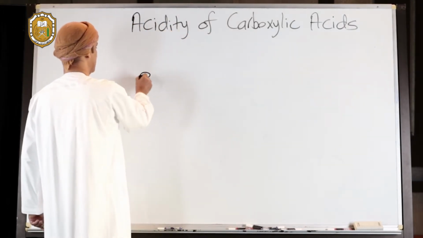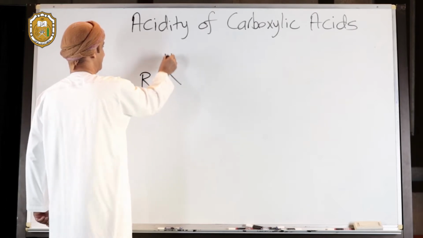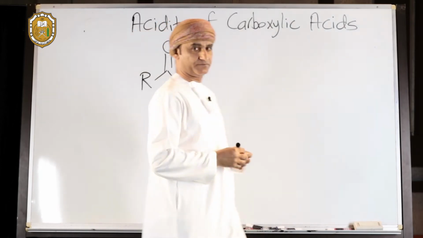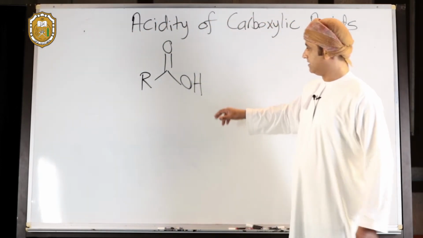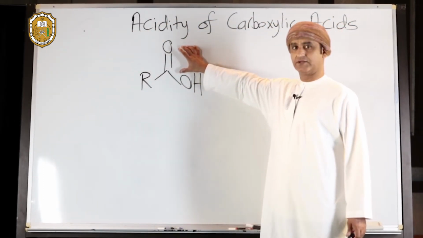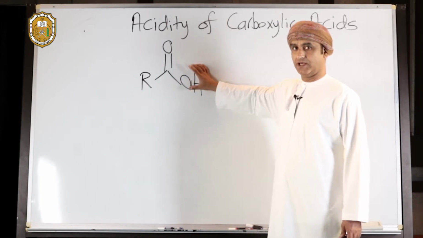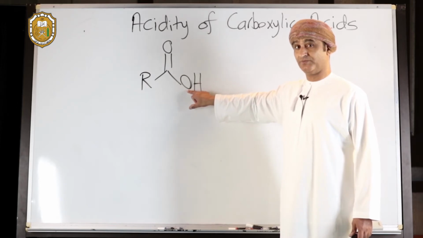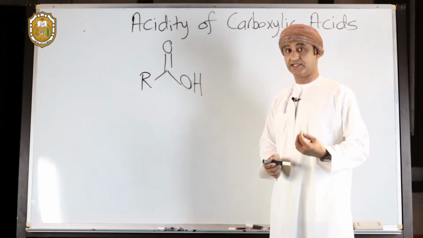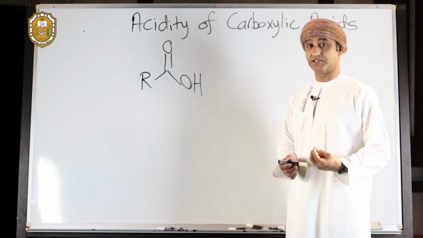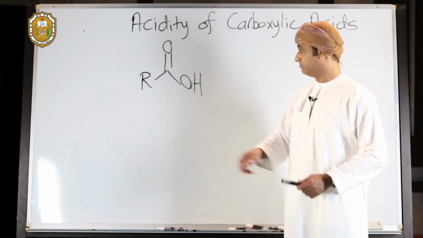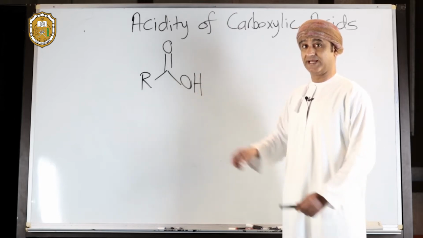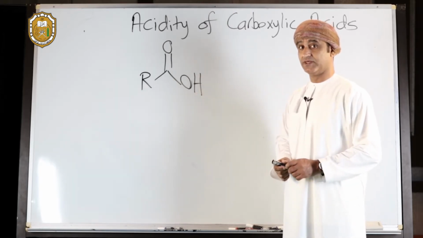So this is a general structure for carboxylic acids. Now, carboxylic acids have a carbonyl group, a carbon-oxygen double bond, and an OH group. This hydrogen, which is bonded to oxygen, is acidic for one reason: the inductive effect. The inductive withdrawal, oxygen being more electronegative than hydrogen, therefore withdraws electrons toward itself in that bond.